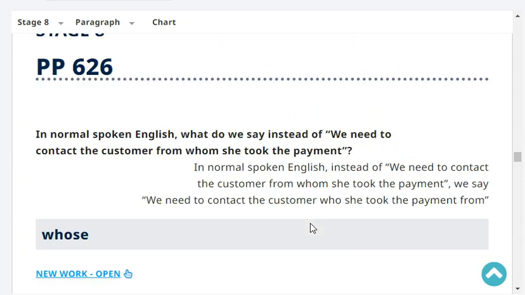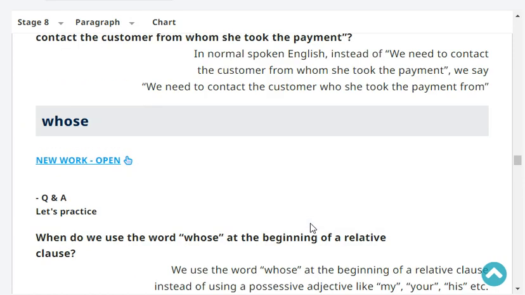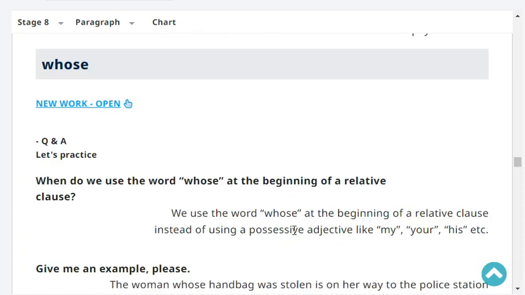In normal spoken English, what do we say instead of we need to contact the customer from whom she took the payment? In normal spoken English, instead of we need to contact the customer from whom she took the payment, we say we need to contact the customer who she took the payment from. Very good. When do we use the word whose at the beginning of a relative clause?